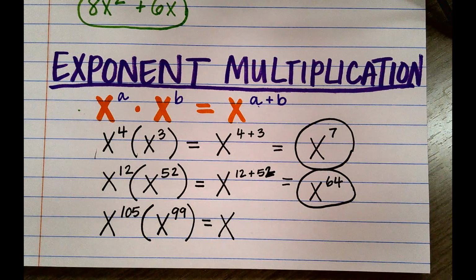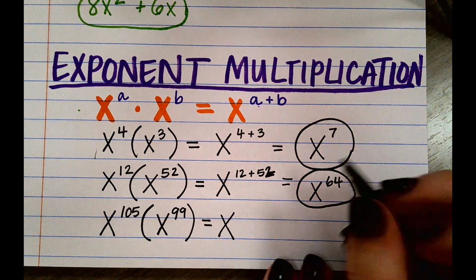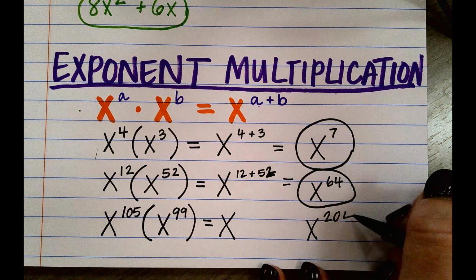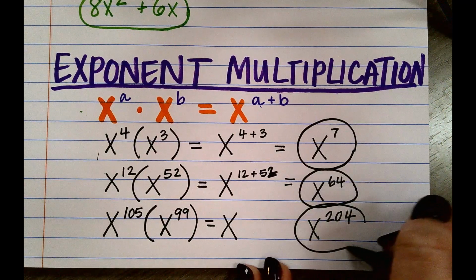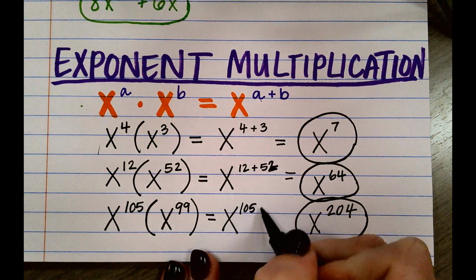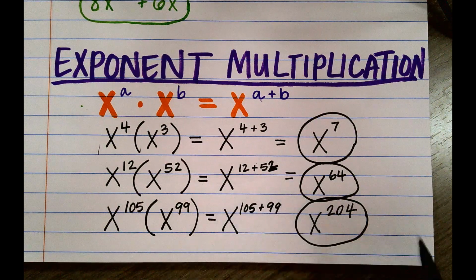Okay, raise your hand if you know it. Jessica, what is it? It's x to the 204th power. Perfect. Okay, and I'm just going to write that again. 105 plus 99. That's all we did. We just added the exponents.